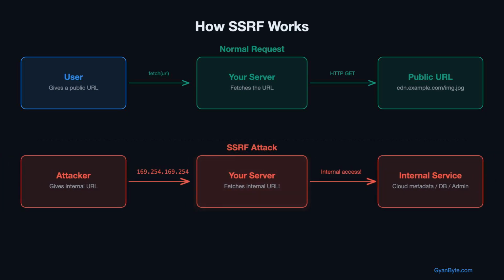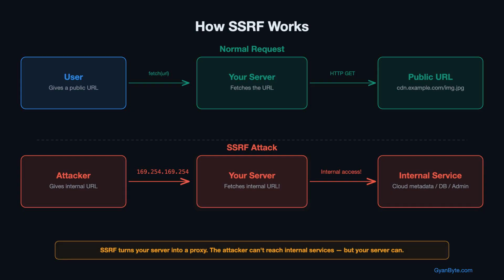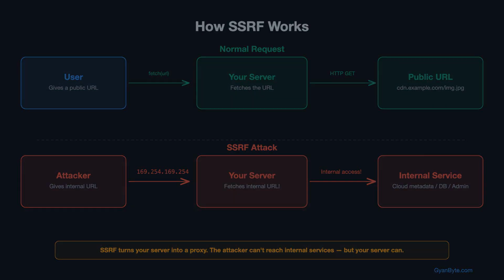169.254.169.254. That's the cloud metadata endpoint. Or 10.0.0.1, an internal service. Your server fetches it because it has network access the attacker doesn't. The server becomes the attacker's proxy into your internal network. SSRF turns your own server into a proxy. The attacker can't reach internal services, but your server can.